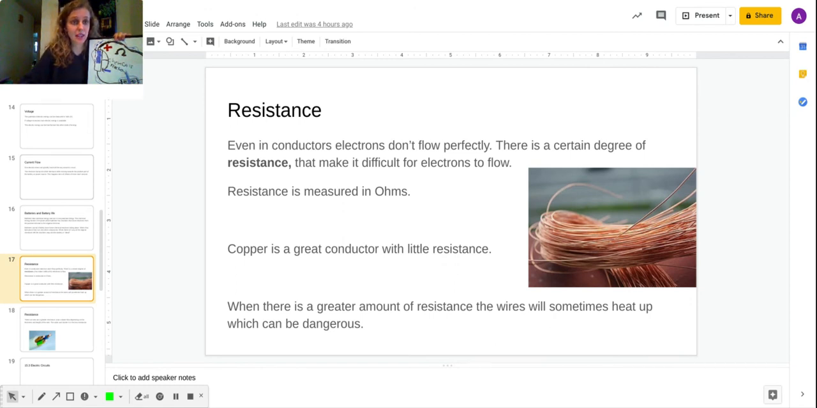Just like that example, the resistance of electrons flowing within wires can also cause heat and thermal energy, and that can be dangerous. We don't want our computers overheating, right? We don't want other electronic appliances overheating. We want them to work. So it's important to use conductors with little resistance.